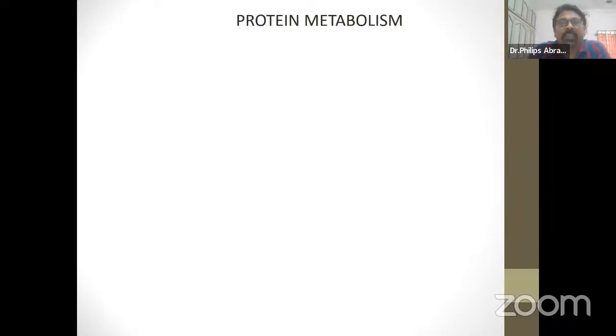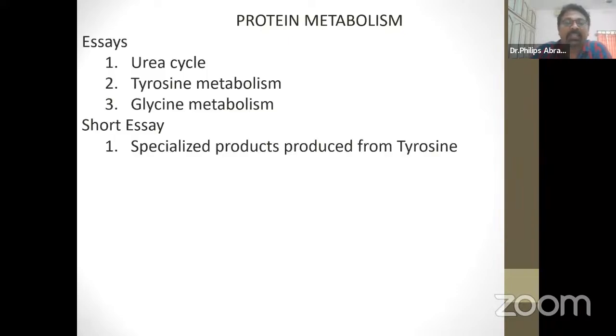In that, a repeated question that has been asked is on tyrosine metabolism. Either tyrosine metabolism as such, I'll show you another question later, or tyrosine metabolism and what are the compounds, the specialized products. It can be a short essay question as such itself. That's one question. Another question that can be expected is the urea cycle.